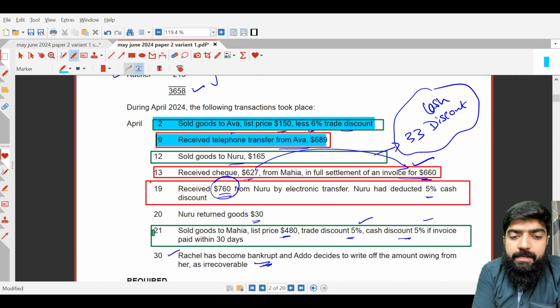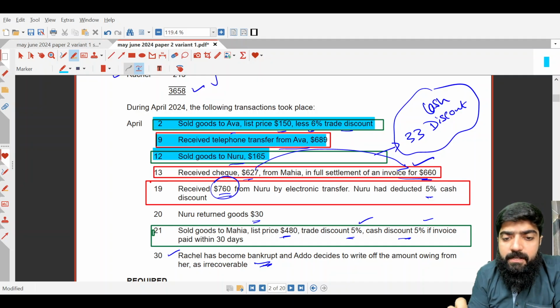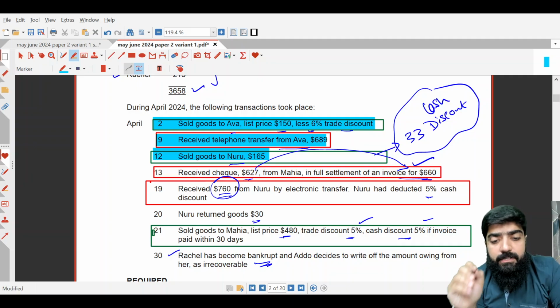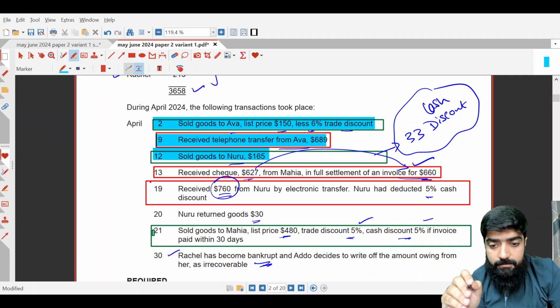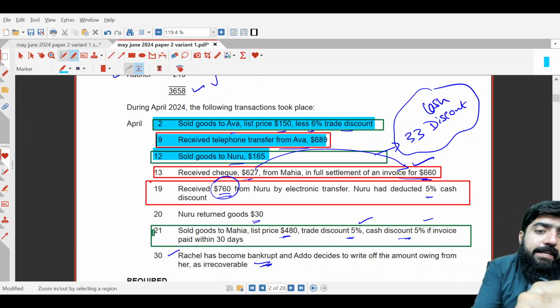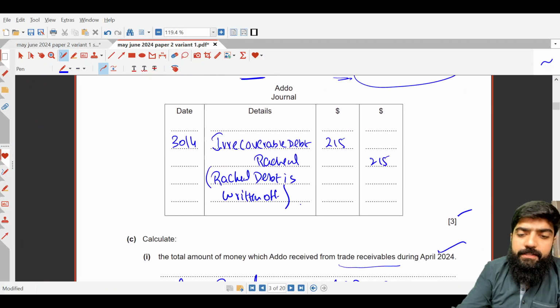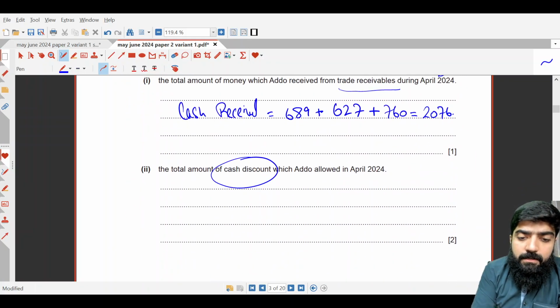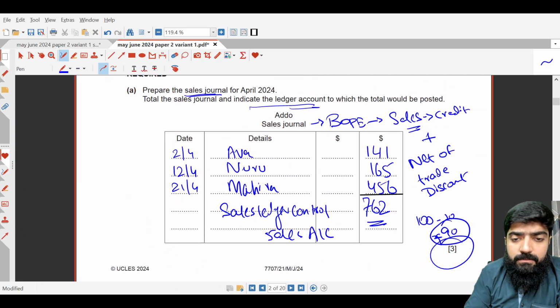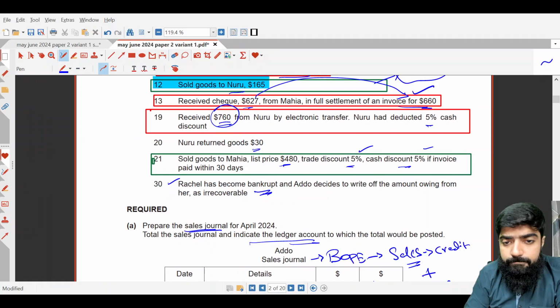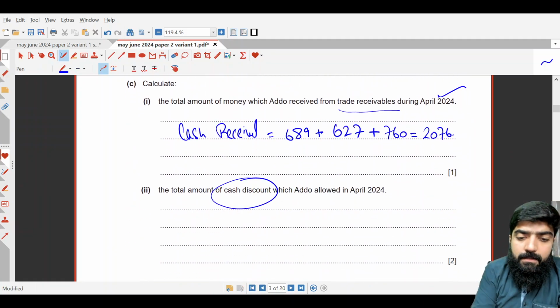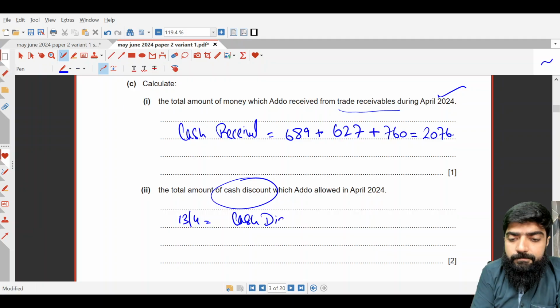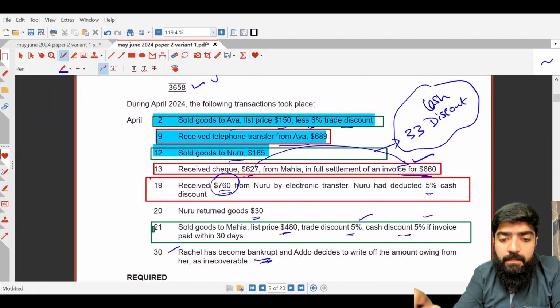Very good. Is there any cash discount in the 13th April transaction? No. Is there any cash discount in the 30th April transaction? Yes, it's 33, right? Yes. Sorry, 13th of April. On 13th of April, there is a cash discount of how much? 33. Great. Then let's move on.